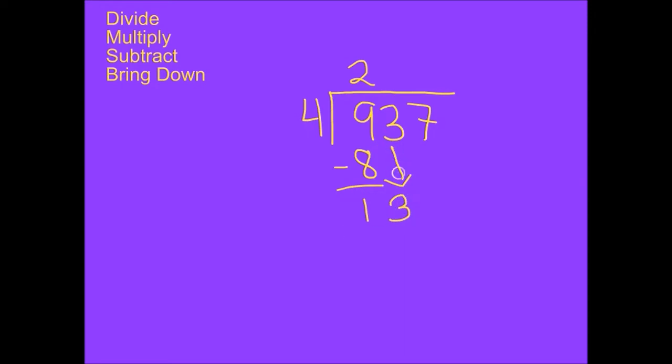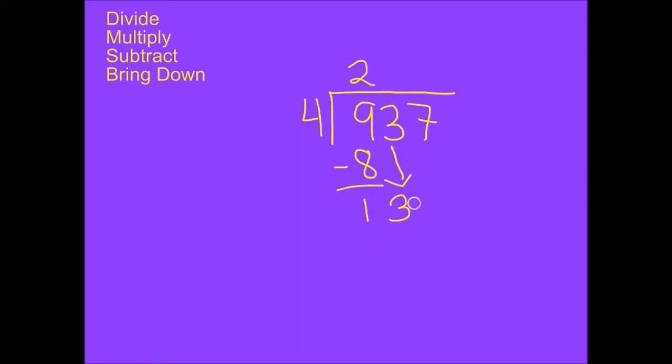I like to draw an arrow because it's important in long division to keep it neat. It minimizes your possibility of making mistakes. All right, so now that we have brought it down, we go back to the top and we do our next step, divide. Now a lot of people get stuck right here. They don't know what the heck to divide.